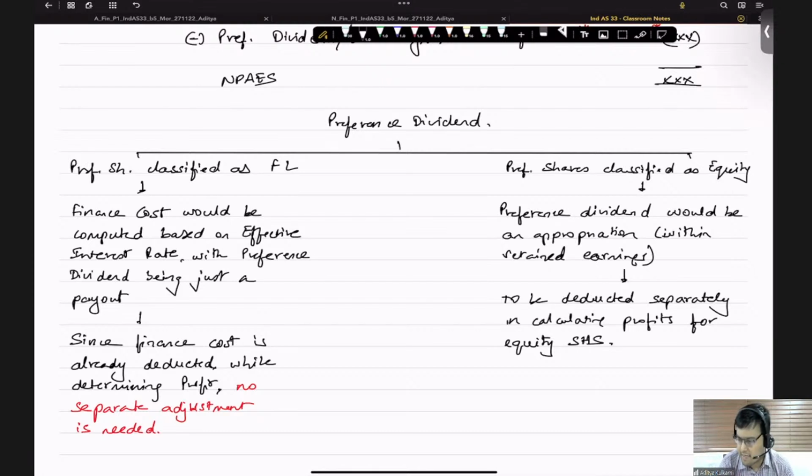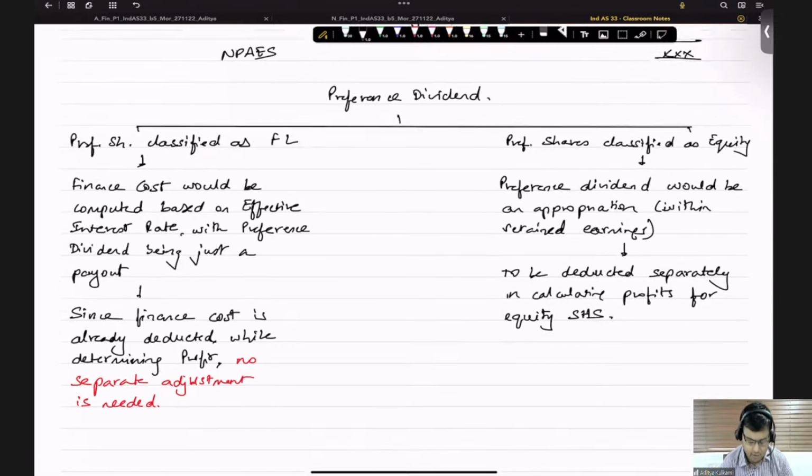Have you guys studied financial instruments? What is your comfort level? Okay, all clear. Fine.